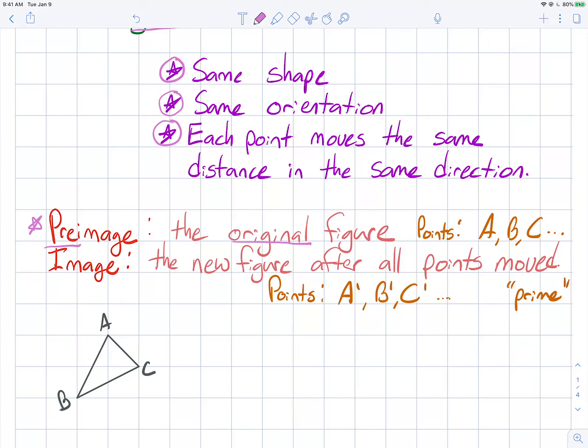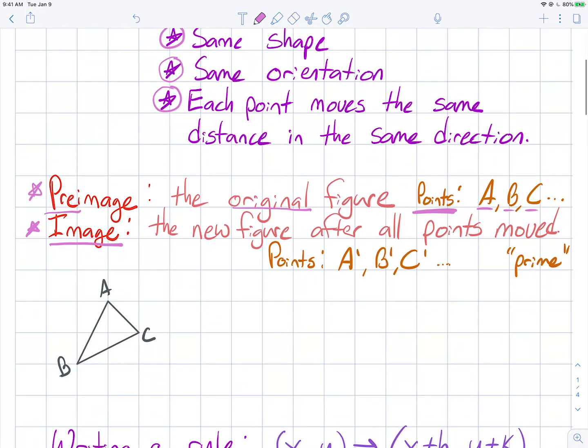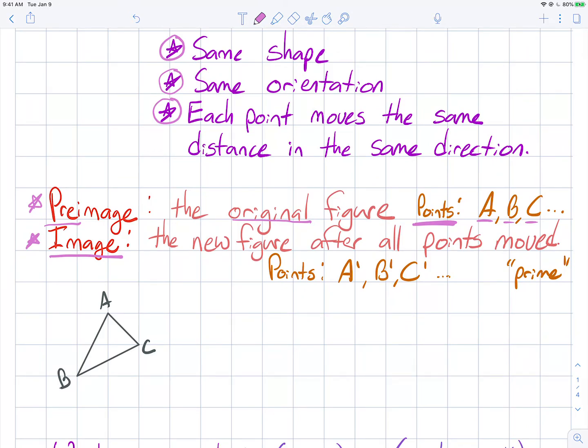When we're dealing with shapes, we're going to be naming points at the corners. When you name the points of the pre-image, it's things like A, B, C, D, E, and so on, however many corners you need. Now, once you've done the translation and you've moved it, it is now called the image. This is the new figure after all points have moved. But when you name the points, they now have this little sign right up here. And the way you say that is prime. A prime, B prime, C prime, and so on.